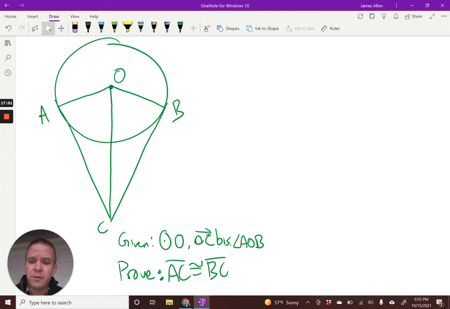All right. Last proof here. So I've got a circle. That's fun. Circle O. Then it says that OC, very sloppily, OC bisects angle AOB.